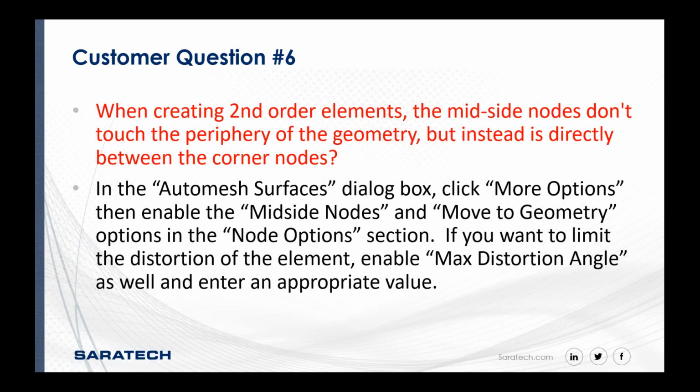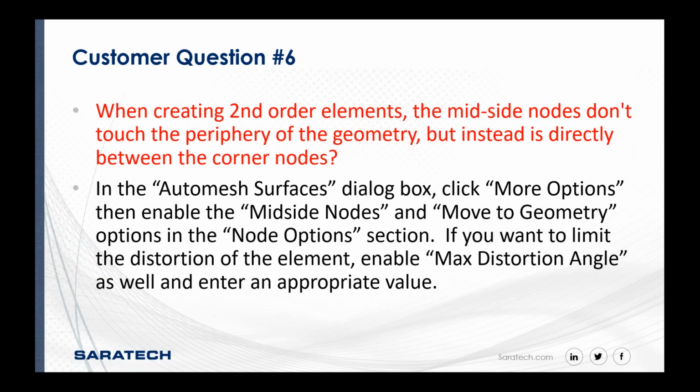So this is just something that you can do in FEMAP. By default, we have a lot of the more esoteric and not as commonly used options hidden from the user. When we go into the Auto Mesh Surfaces dialog box, you can click More Options. There's an option to enable the mid-side nodes, and there's another one to move them to geometry. These are both in the node options section. If you go in there and turn those 2 things on, the mid-side nodes will be projected onto the surface geometry that you're meshing.